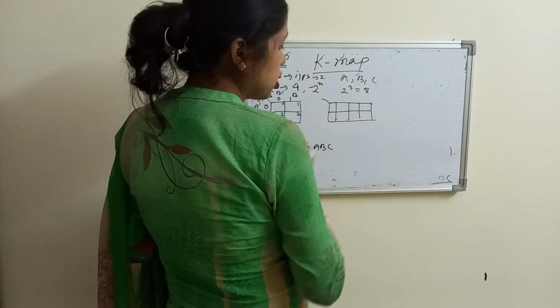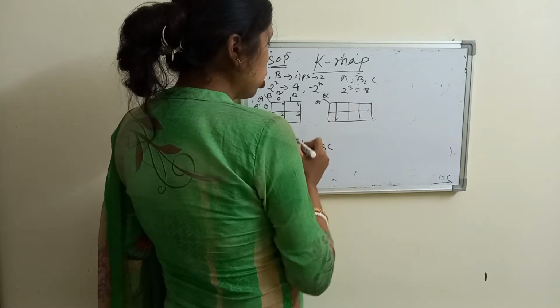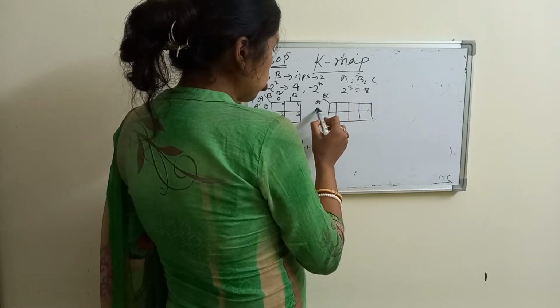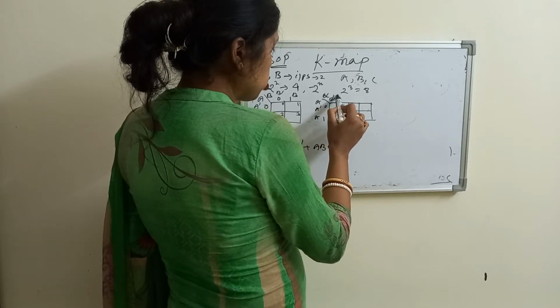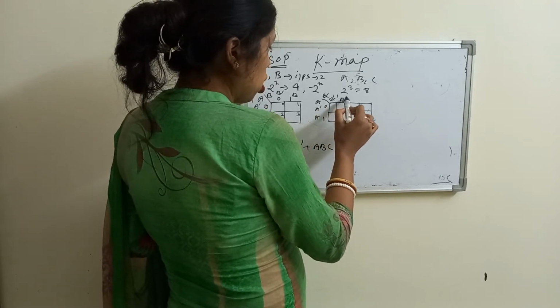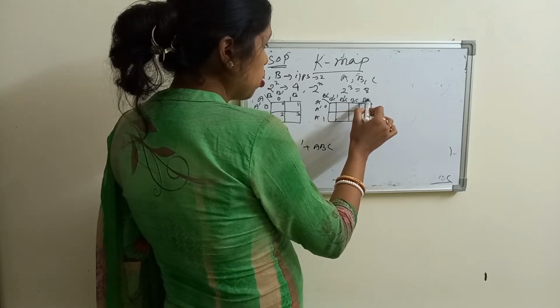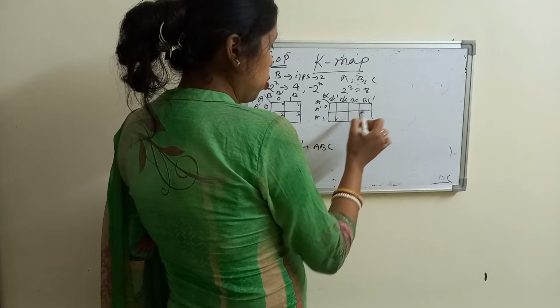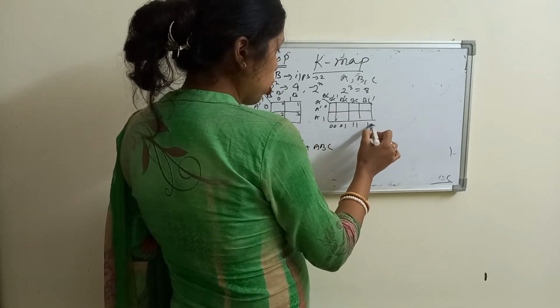In this way we can design 8 cells. So A I am putting here, B and C I am putting here. So here also write A prime, A or 0, 1. Here also B prime C prime, B prime C, BC and B C prime. Means it is 0 0, 0 1, 1 1, 1 0.